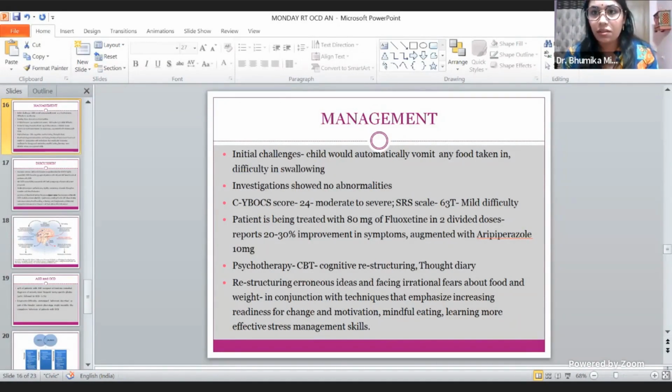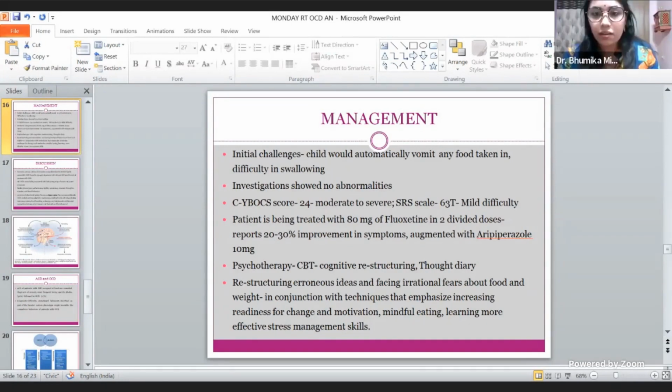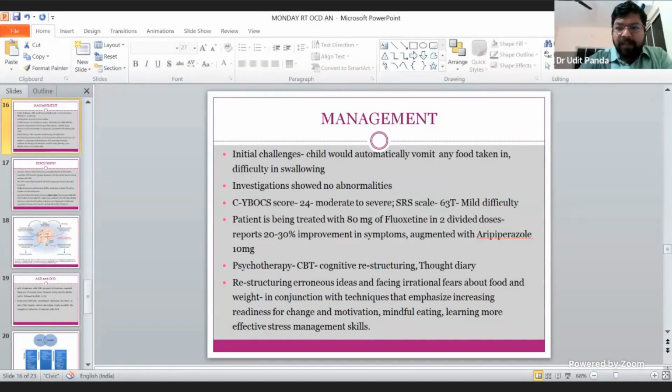Is my screen visible? Yes, ma'am. Your screen is visible, but your video is not visible. Sorry. Your video is not visible, ma'am. It's the PPT that is showing. The video is not coming. Maybe you can stop sharing the PPT and bring the videos. Instead of sharing your screen, you can go to the advanced sharing and there is an option to share the video. That you can do. Yes, sir.